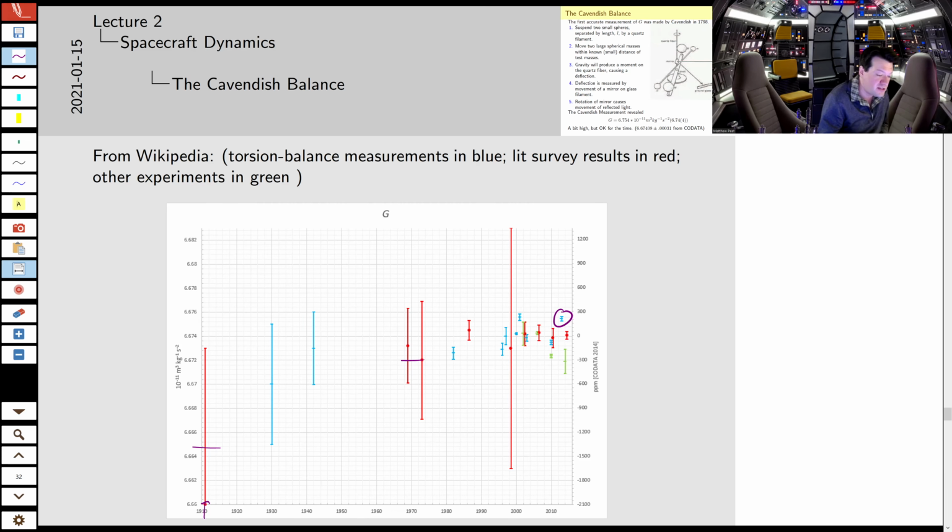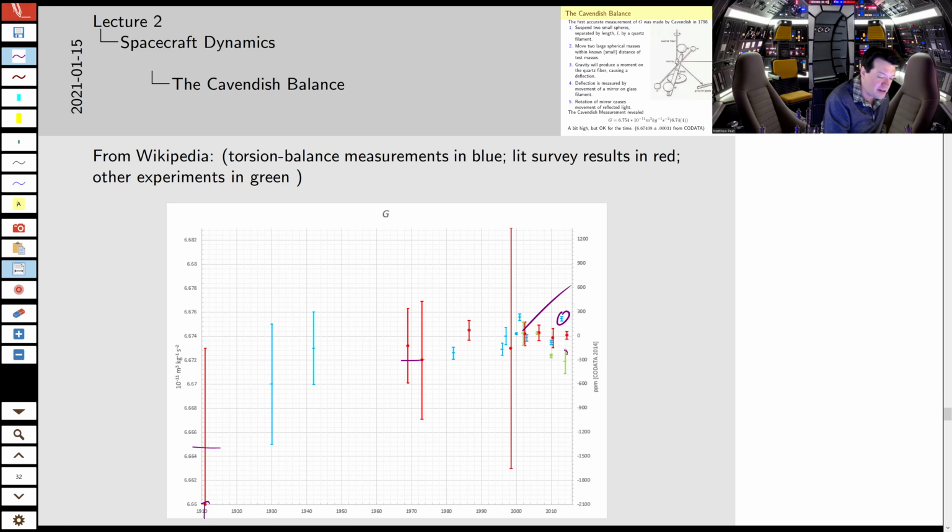People are still using Cavendish balance measurements to estimate the gravitational constant of the universe. There are some new measurements which are also measuring the same thing, but using different apparatus. Essentially, this is where we think the gravitational constant of the universe is. But look at this, right?